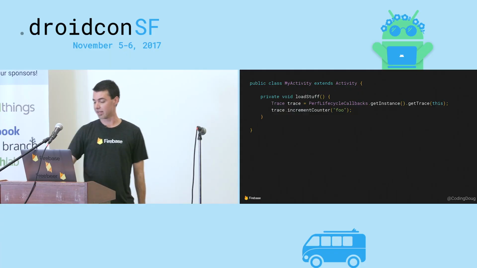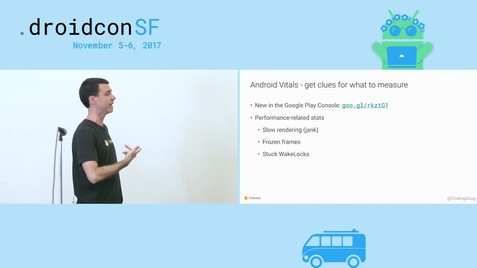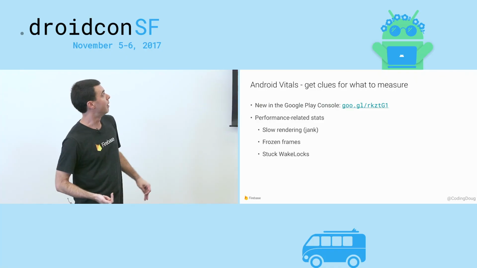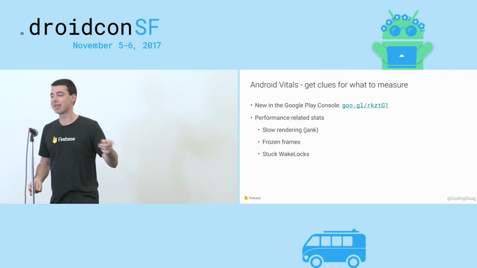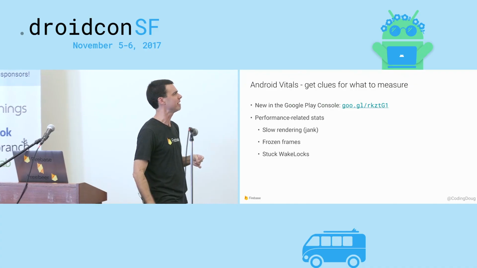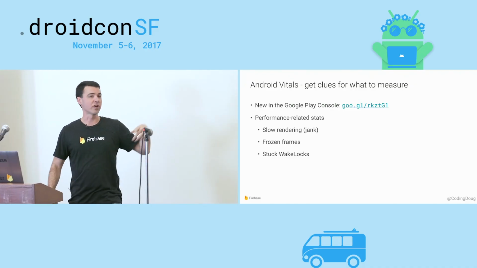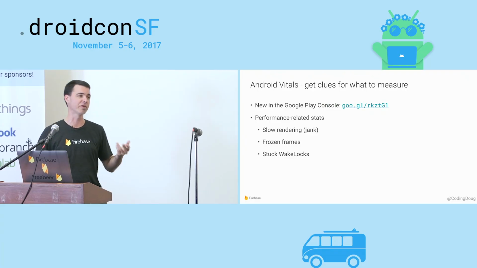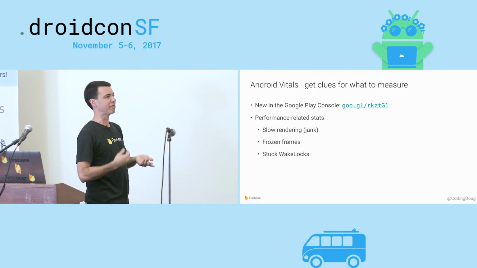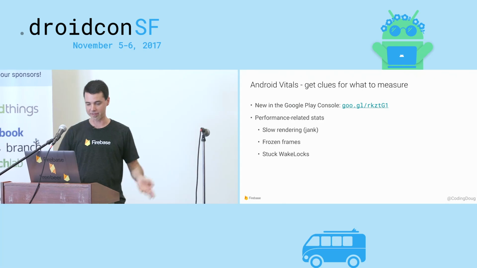Maybe you just have to have an idea. So I suggest you look at Android Vitals, and this is a relatively new thing in the Play console. It will show you performance-related stats for your app. So slow rendering, which is also known as jank, and I believe this is going to be measured in frames per second. There's also a concept of frozen frames. And a frozen frame is defined as any frame that takes more than 700 milliseconds to render. So it will tell you where that's happening.